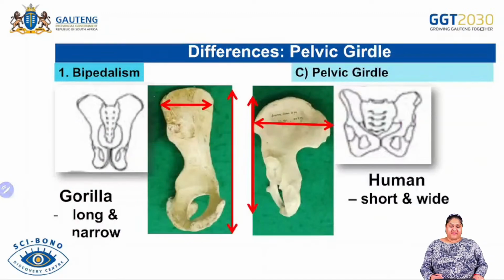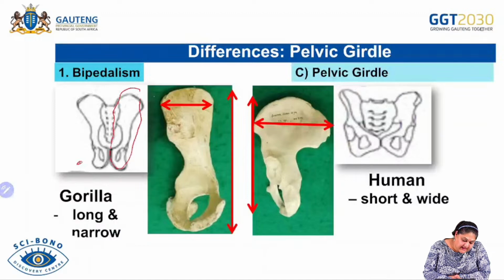Then we have the pelvic girdles. The gorilla has a long and narrow pelvis, and then the human has a short and wide pelvis. Now, what I want to show you here is what we are talking about when we say long and narrow. So this is the whole pelvis, right? This part over here is now showing us this bone here.